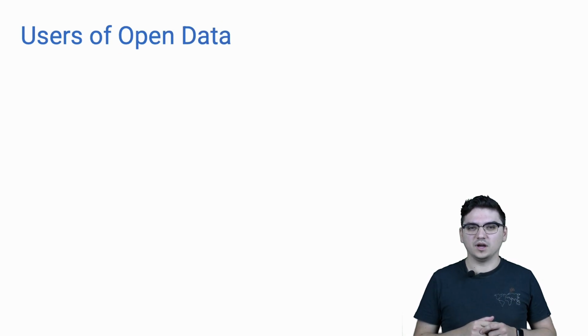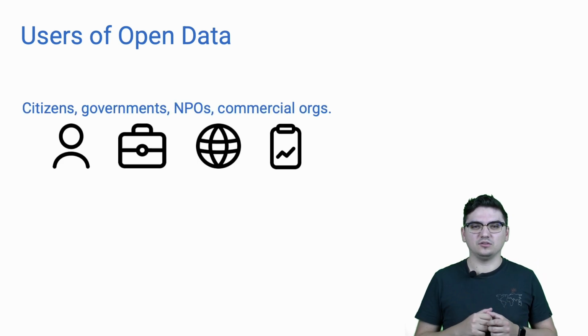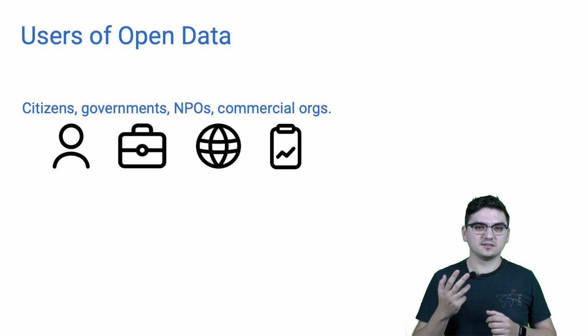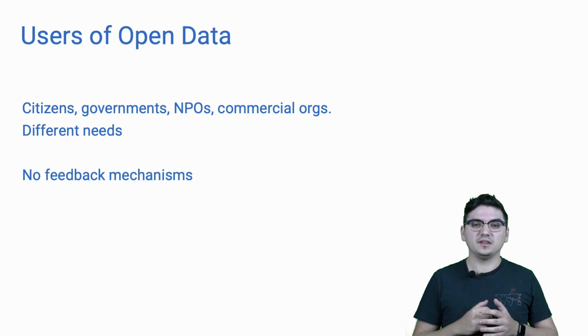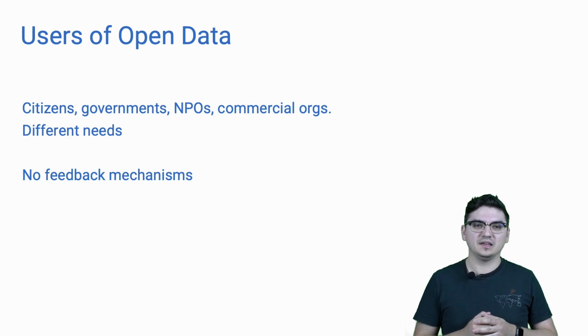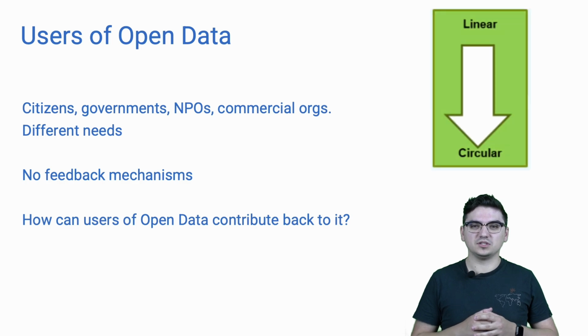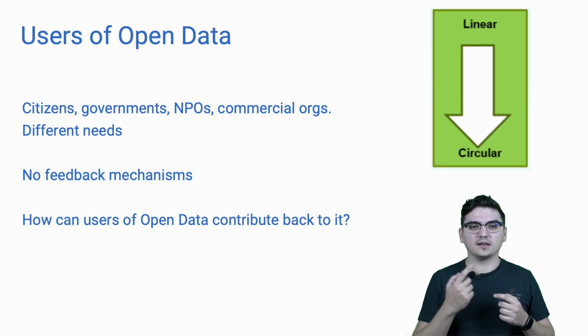Our first question to answer is, who are the users of open data? Users can be separated into citizens, governments, non-profit organizations, and commercial organizations, each of them having different needs. The current open data paradigm can be defined as linear, with no feedback mechanisms. Therefore, the question to foster circularity would be, how can users of open data not only utilize value, but also contribute back to the ecosystem?